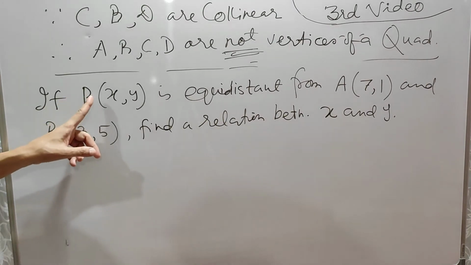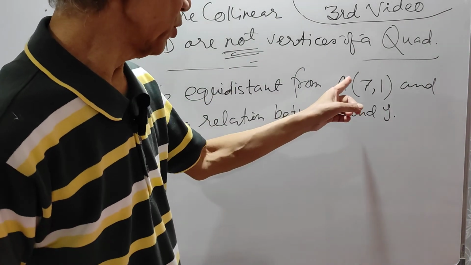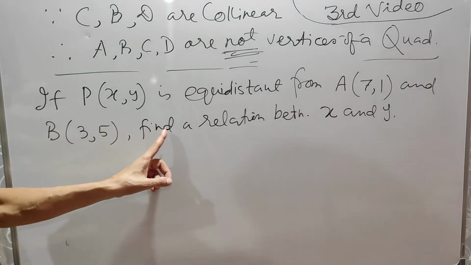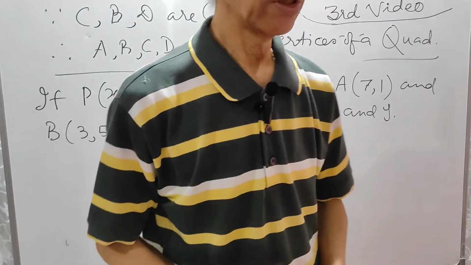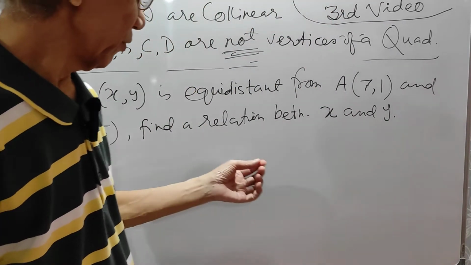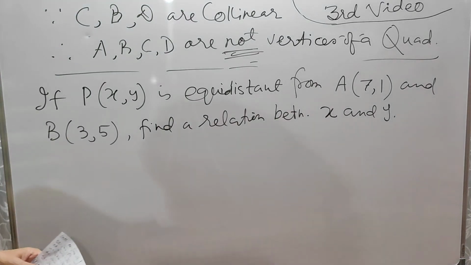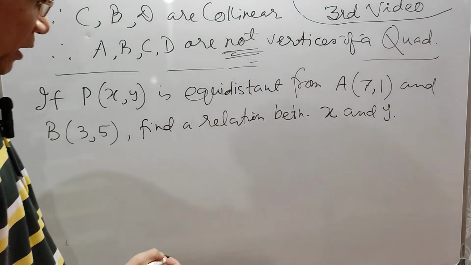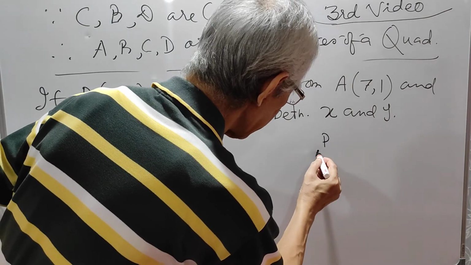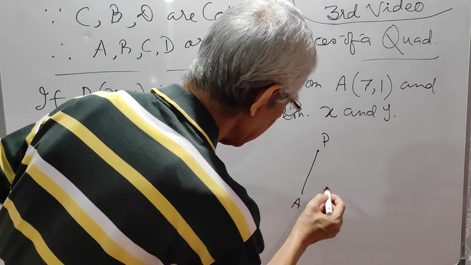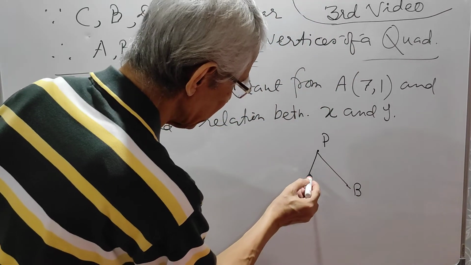This point P (x, y) is equidistant. Equidistant means at equal distance from these 2 points. So you have to find the relation between x and y. That means you have to find an equation containing x and y. Now P is equidistant from A and B. Now see, this is the point P. It is equidistant from A. This is A. It is equidistant from B. That means these 2 sides are equal.